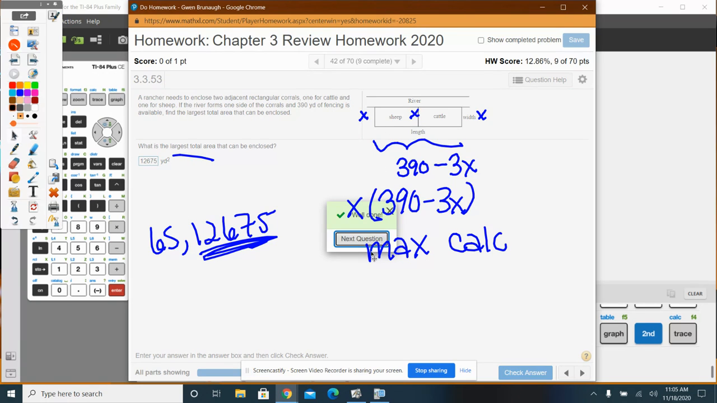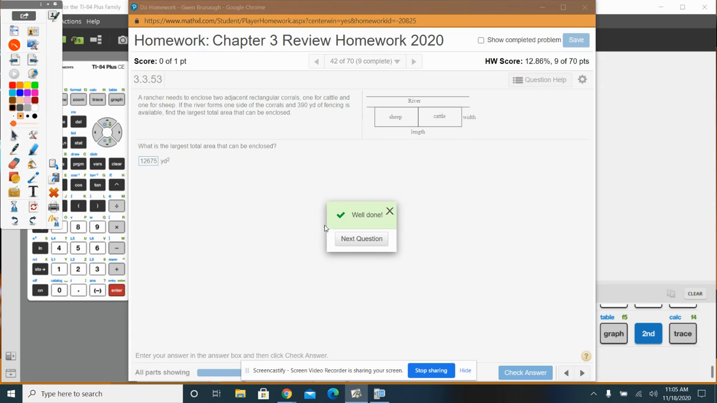Okay, that was tricky. Hardest thing to do is find on your calculator. Just really play around with that window until you can find it.